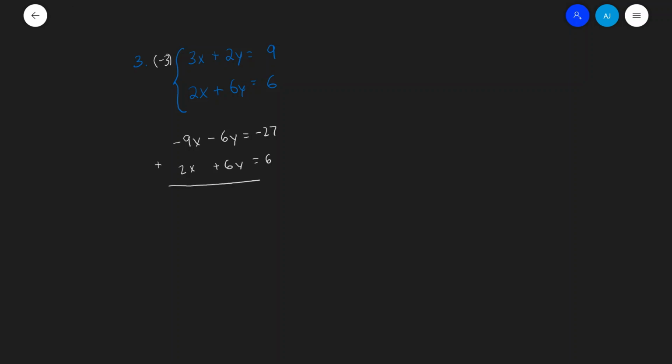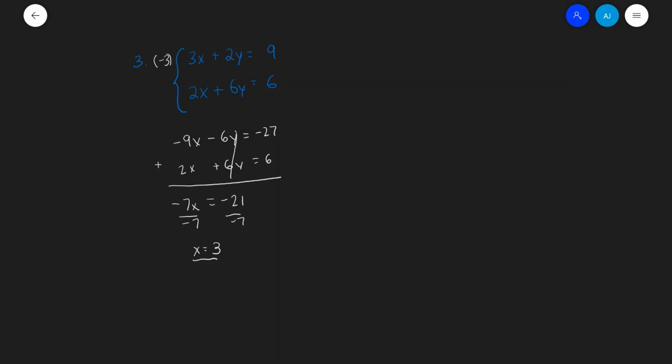So if I add these two together, I would get negative 9x plus 2x, which is negative 7x, and negative 6y plus 6y is 0, and negative 27 plus 6 is negative 21. So now to get x by itself, I would divide by negative 7 on both sides, which would equal 3. So now x is 3.